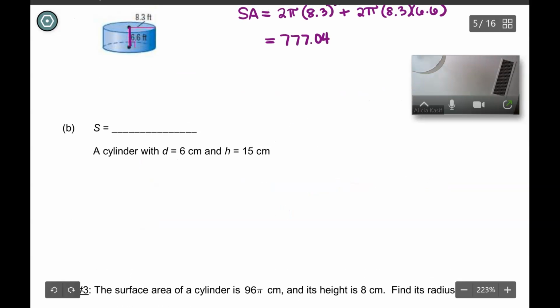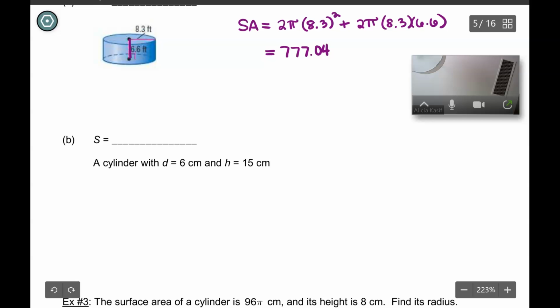Okay, we've got 2 more examples here. This one just tells us we have a cylinder with D equals 6 and H equals 15. So D is 6, that means the radius is 3. So my surface area is 2 pi r squared, so that's 3 squared, plus 2 pi r times H.